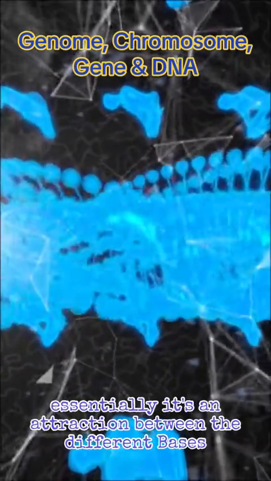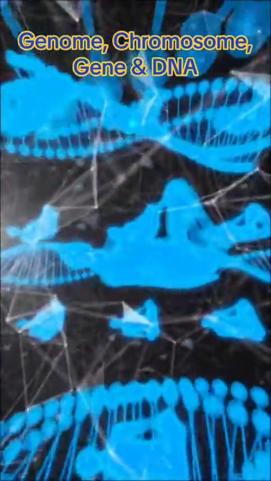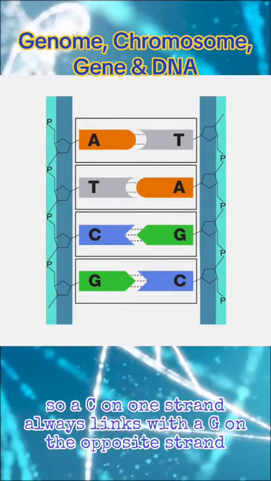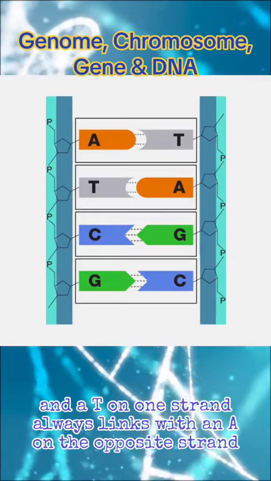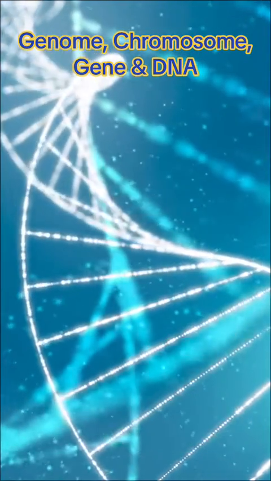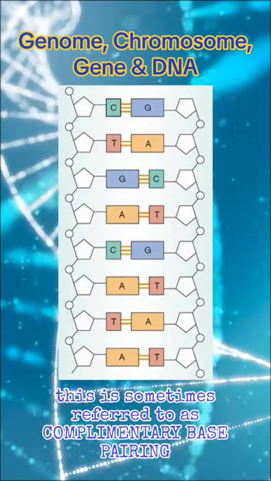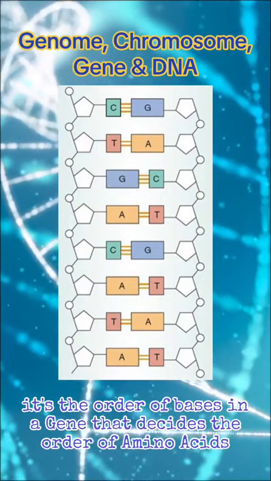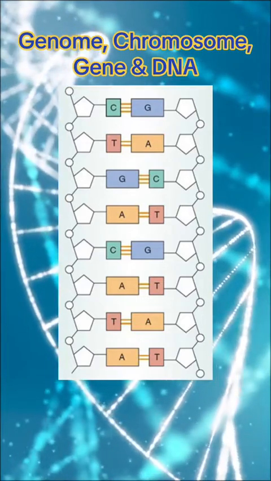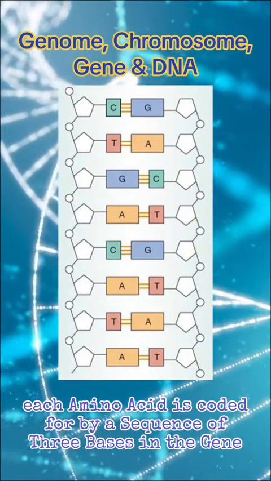Essentially, it's an attraction between the different bases that holds the two strands together. So a C on one strand always links with a G on the opposite strand, and a T on one strand always links with an A on the opposite strand. This is sometimes referred to as complementary base pairing. It's the order of bases in a gene that decides the order of amino acids in a protein. Each amino acid is coded for by a sequence of three bases in the gene.